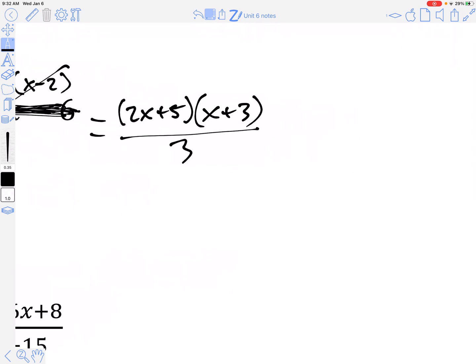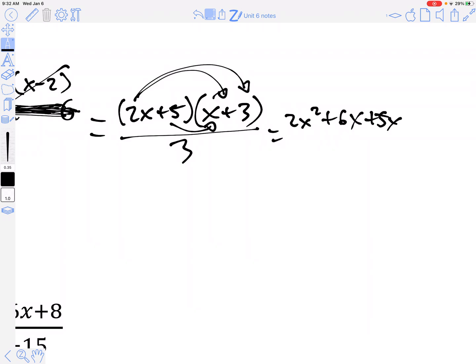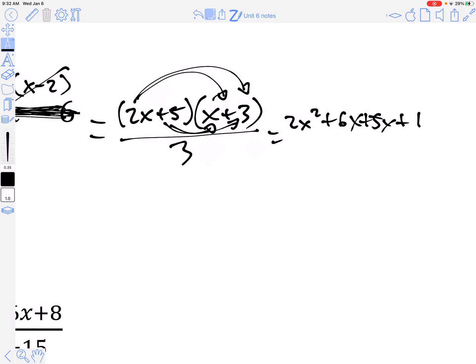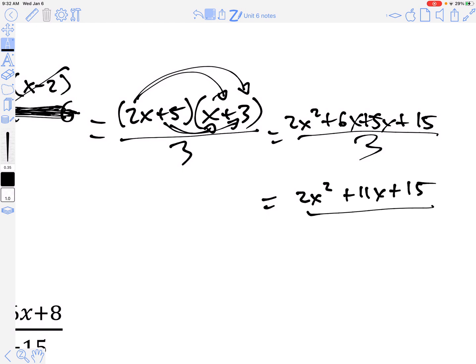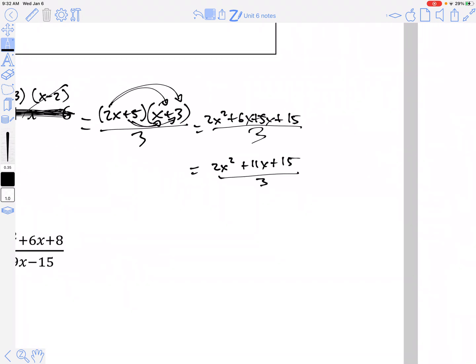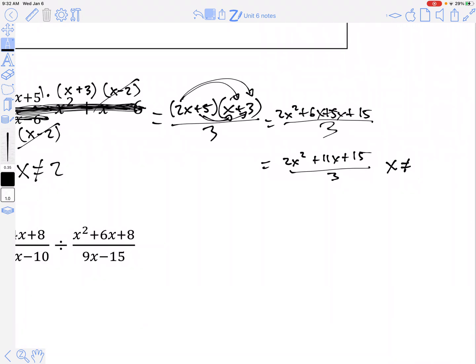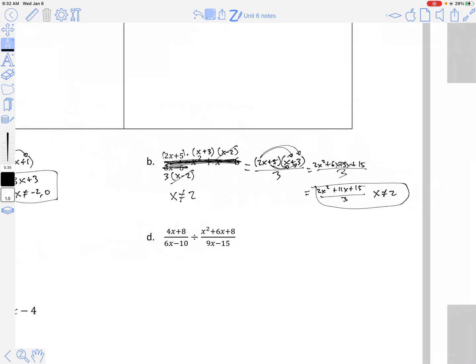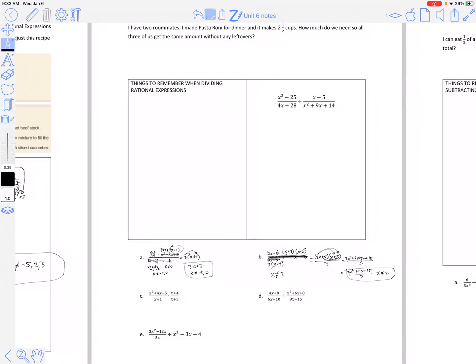Okay, now I'm going to multiply that. So I'm going to get 2x squared plus 6x, boom, plus 5x plus 15 divided by 3. I have some like terms in the middle I can combine. So 2x squared plus 11x plus 15 divided by 3, where x can never be 2. And I'm done. Sorry for the factoring mishap right there.